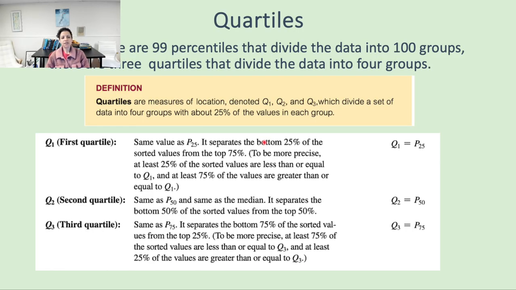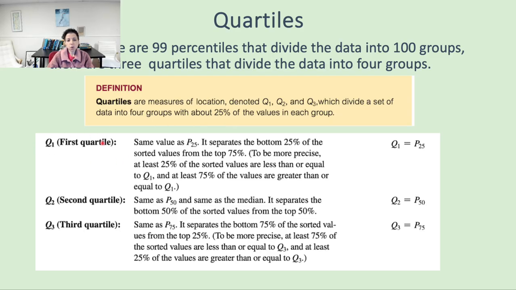Similar to percentiles is something called quartiles. There are 99 percentiles that divide the data into 100 groups, and there are 3 quartiles that divide the data into 4 groups. Basically, a quartile is slicing up the data into 25%, 50%, 75%, and 100%. Quartiles measure location: the first quartile is the 25th percentile, the second is the 50th percentile, and the third is the 75th percentile. That divides the data into 4 groups.